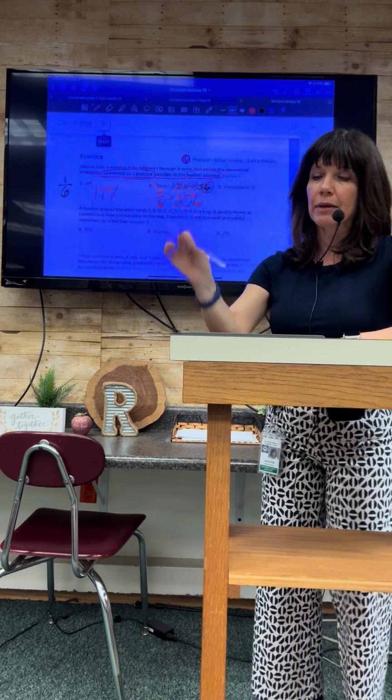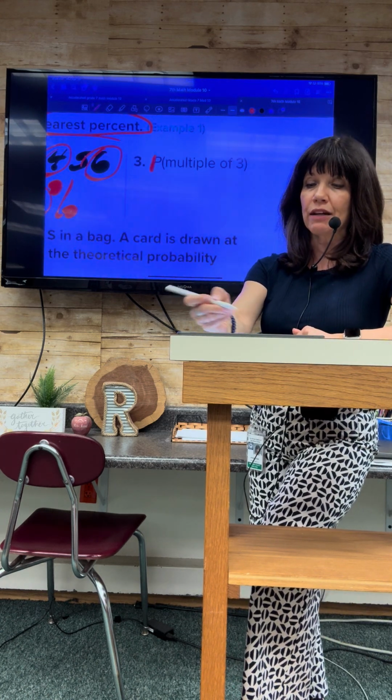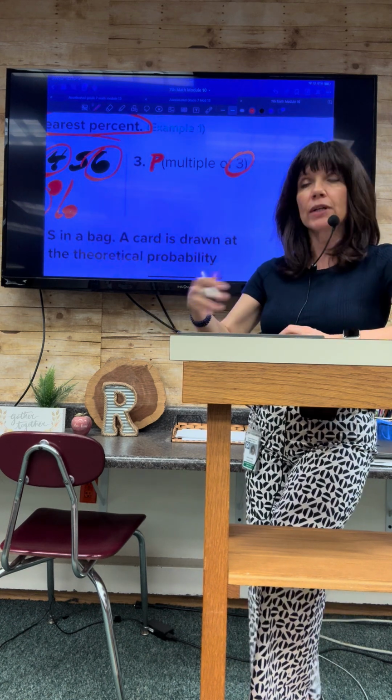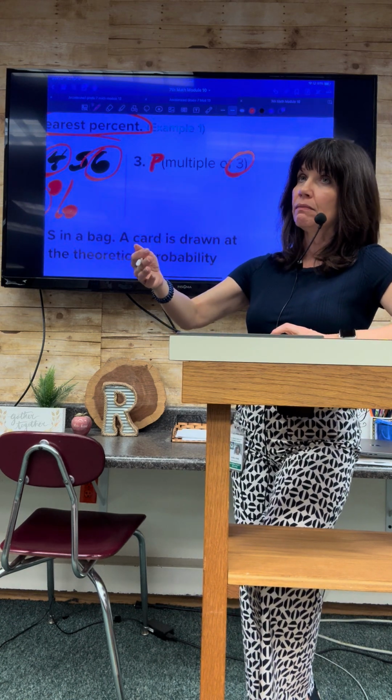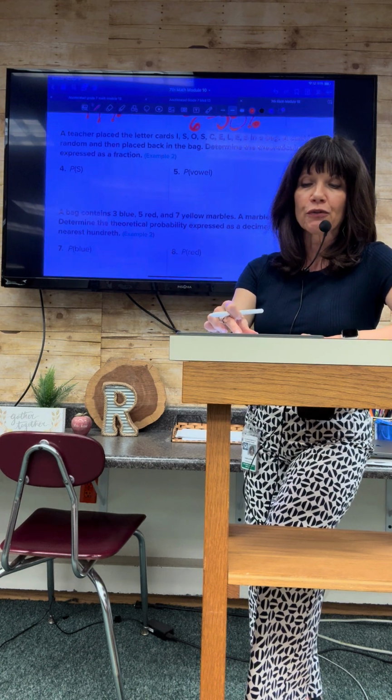Okay, in a moment, I'm going to let you solve number 3 on your own. That will be a probability event of multiples of 3. Guys, multiples of 3 are when you count by 3s. 3, 6, 9, 12, 15. So when you come back to that later, you'll know what to look for. Let's go down to number 4 through 6.